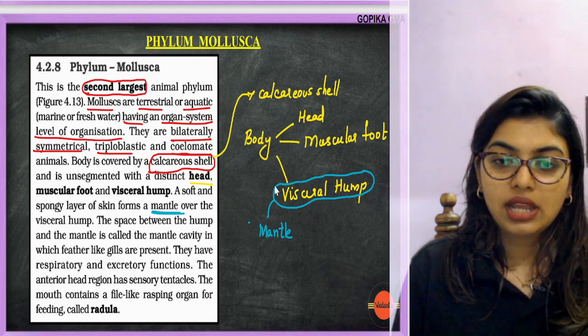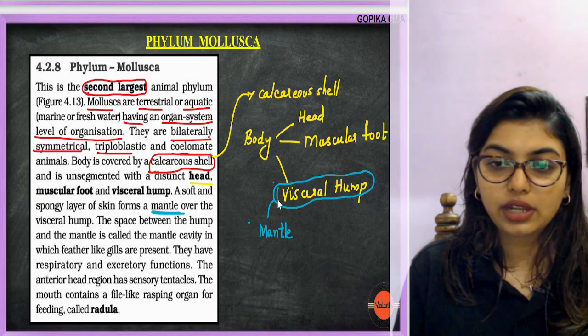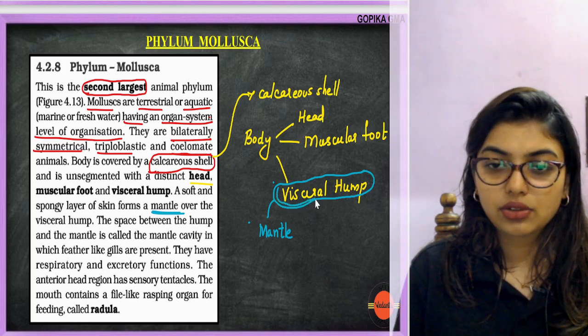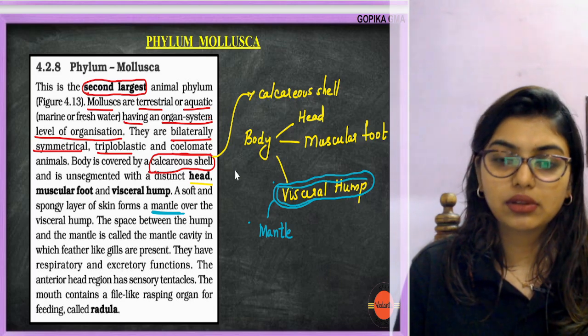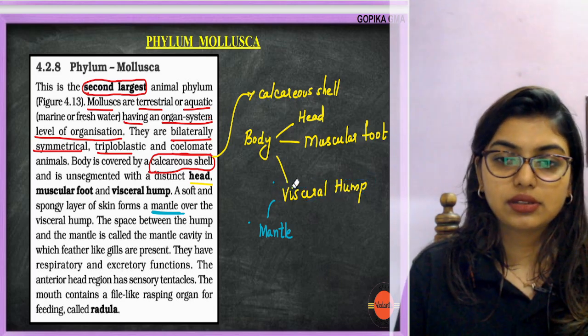Now let's say if I draw one more layer into this, I think it's going to be very difficult to draw like that. Okay, wait one second, students.